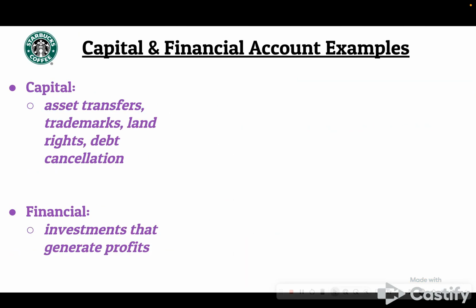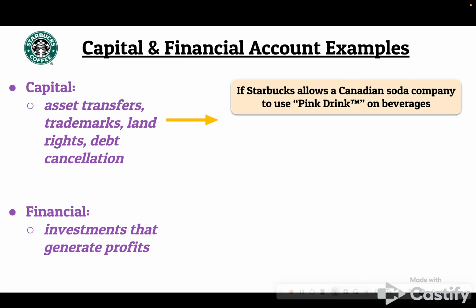Now, if we look at the capital and financial account, when we look at some of these capital investments abroad, these asset transfers or trademarks, land rights, debt cancellation, any sort of interest-bearing account. For example, this didn't happen, but I'm just trying to give you a hypothetical. Let's say there's a Canadian soda company that, people really love the so-called pink drink. That's a trademarked name in the United States for Starbucks.